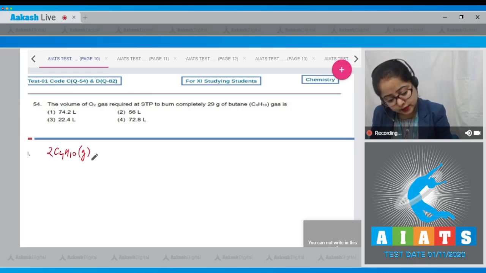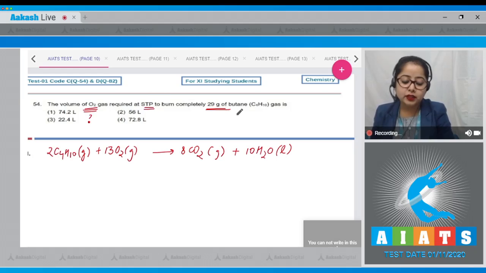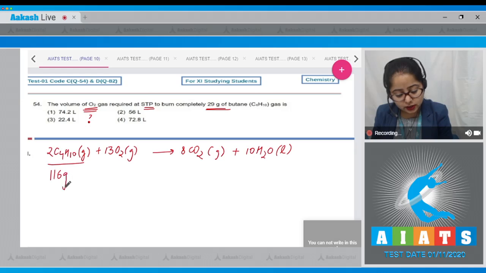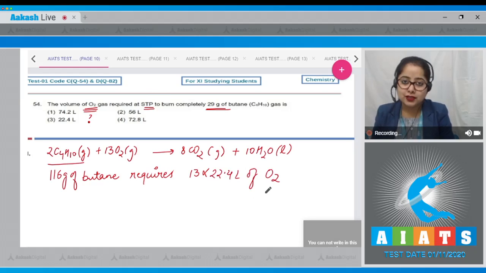C4H10 gaseous plus 13O2 gives 8 CO2 gaseous plus 10 H2O liquid. Now student, here we have to answer the volume of O2 required at STP to burn 29 gram of butane. So here we can see that 116 gram of butane requires 13 into 22.4 liter of O2 gas at STP.